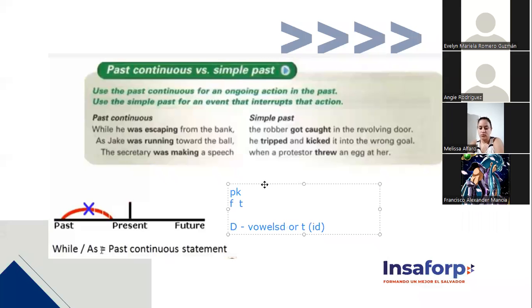Let's move on. Let's read the next example. I'm trying to erase this. Hold on. All right, here we go. Next one. Melissa, read the next one, please. I think you were reading as Jake. Oh, I'm sorry, the secretary. The secretary was making a speech when a protester threw an egg at her.